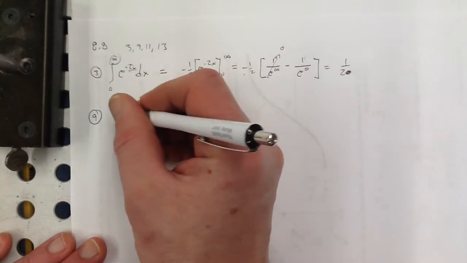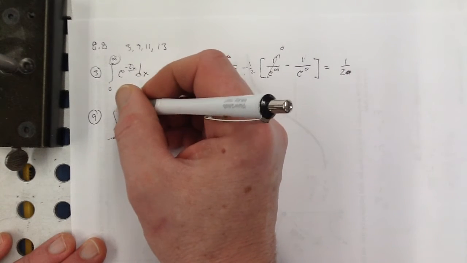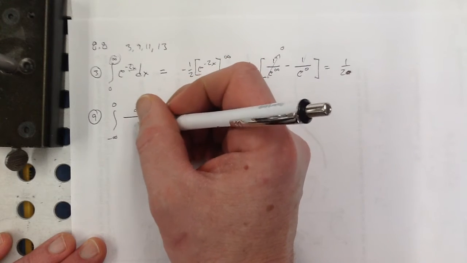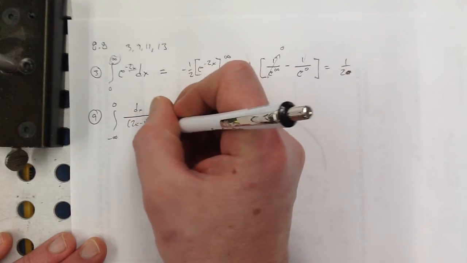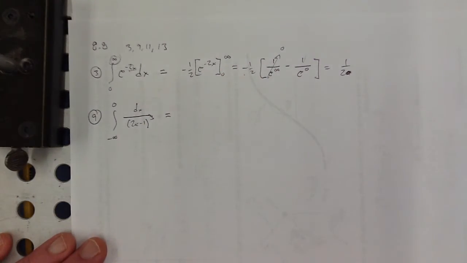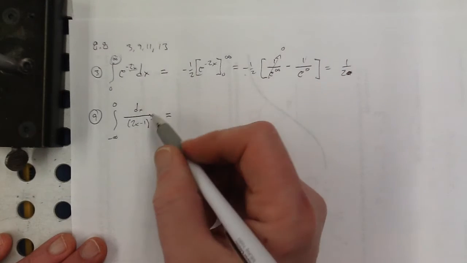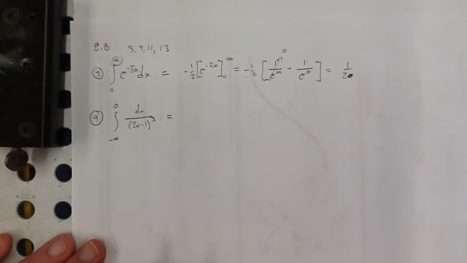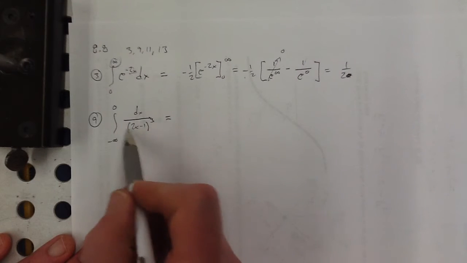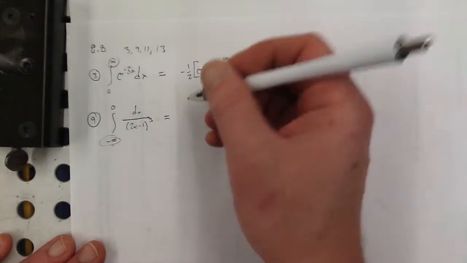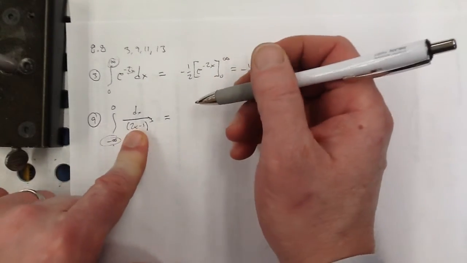Number 9, we have from negative infinity to 0, 2x minus 1 cubed. So why is this an improper integral, you might ask yourself? Well, that's a good question. Oh, sorry, I was looking for a vertical asymptote, but we're going to negative infinity here. So that's why. Okay, so what's the antiderivative of this?